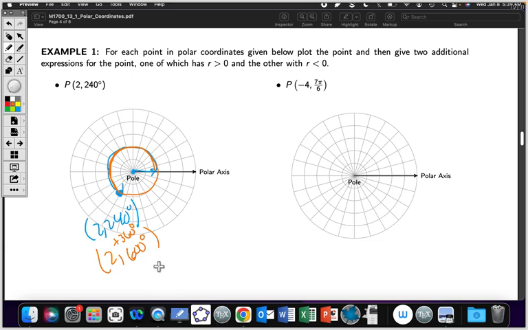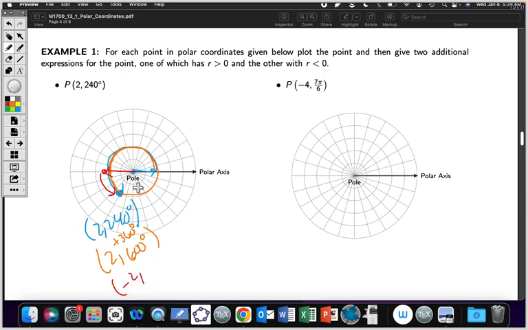Now, if I wanted a negative r value, instead of moving from the pole out 2 units to the right to get on the circle of radius 2, I'm just going to start at the pole, move 2 units to the left to get on the circle of radius 2, and then I have to figure out how many degrees I'm going to rotate to get that way.